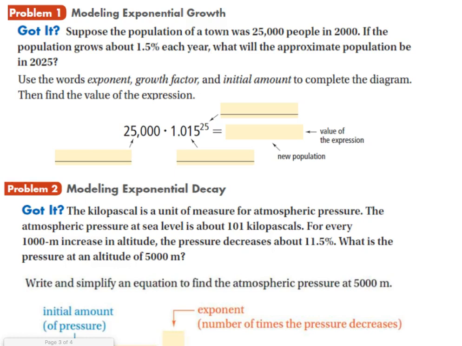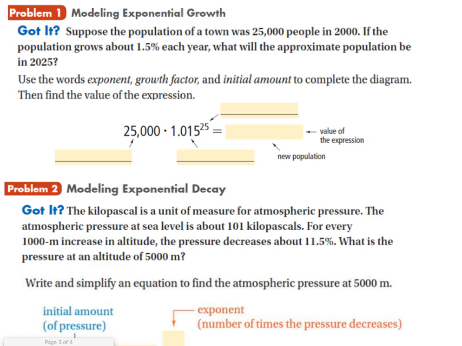So problem number one says, suppose the population of a town was 25,000 people in 2000. If the population grows about 1.5% each year, what will the approximate population be in 2025? Use the words exponent, growth factor, and initial amount to complete the diagram and find the value of the expression.